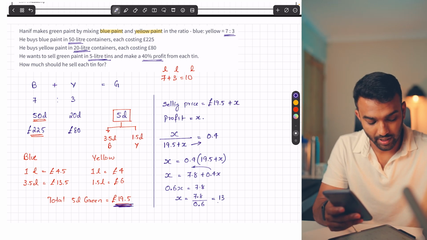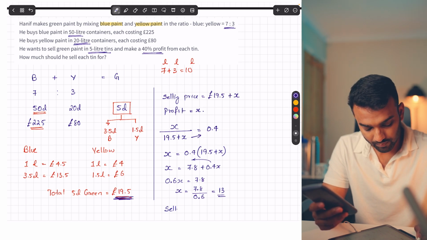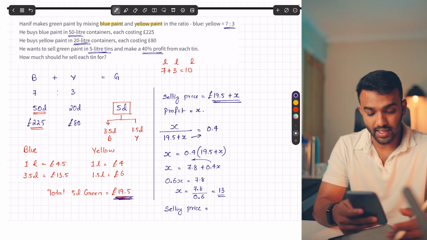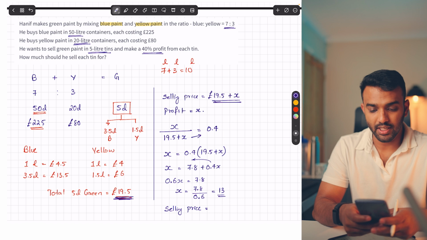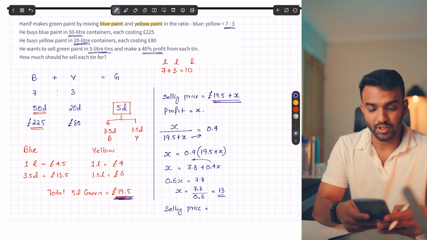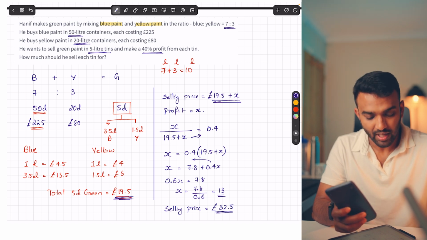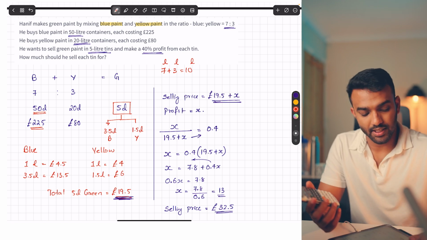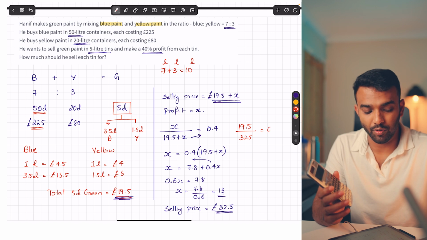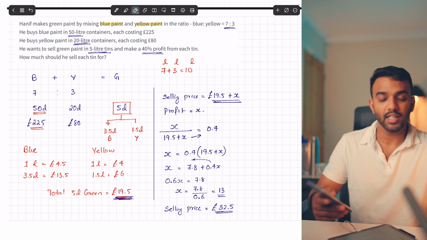Okay, so what should be the selling price? Remember, it's 19.50 plus 13 pounds, which would simply give us the value of £32.50. Okay, so now if you just did 19.5 divided by 32.5, that's going to give you 0.6, which is the cost of making it. The rest is profit. So this is how you do that question. Slightly tricky.